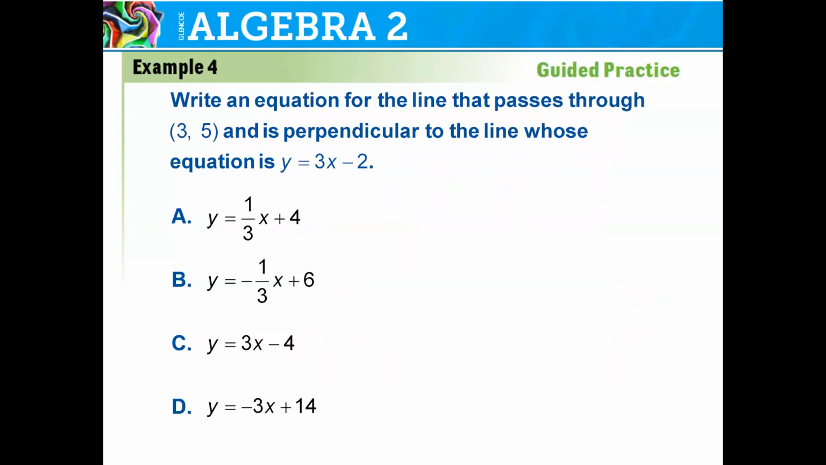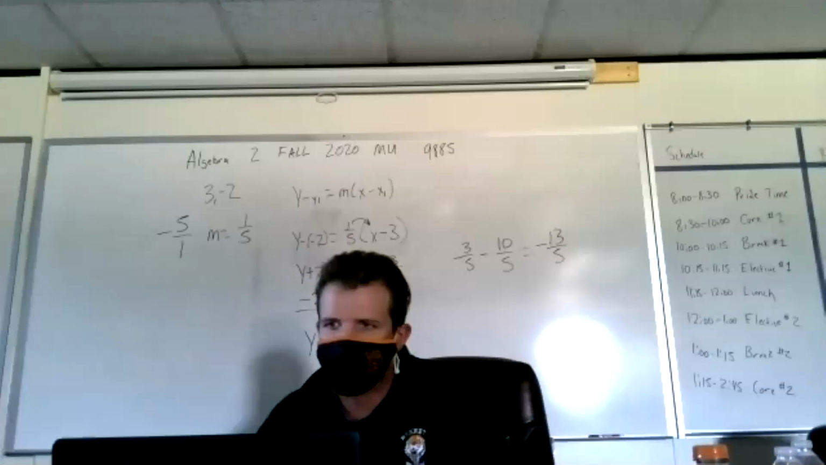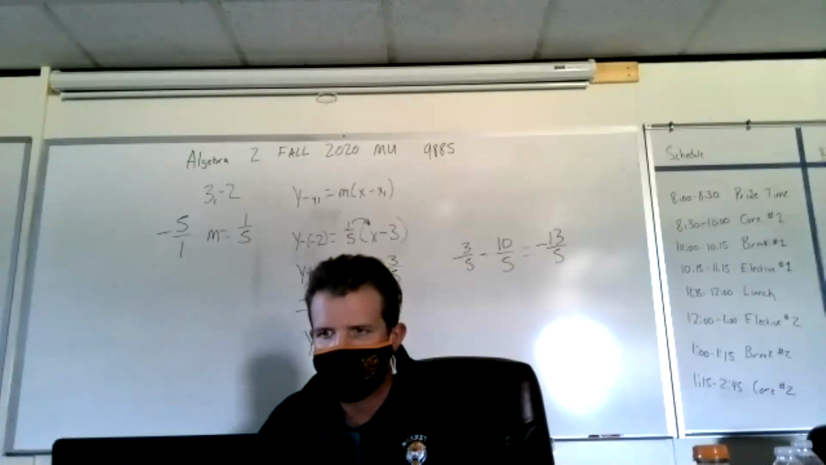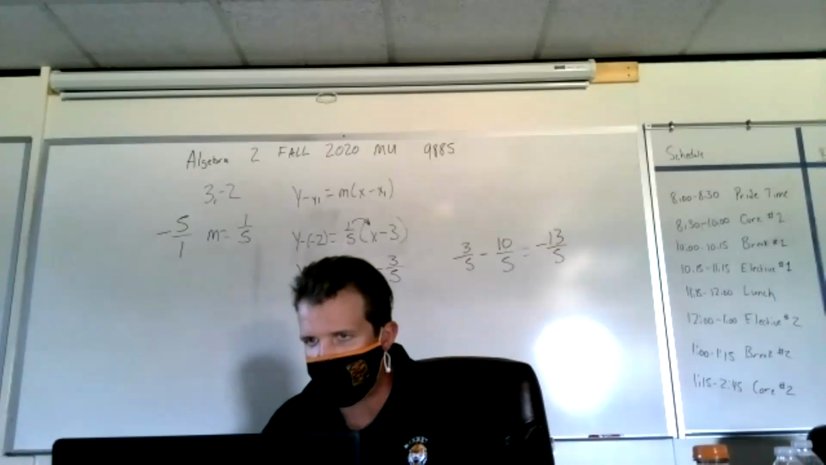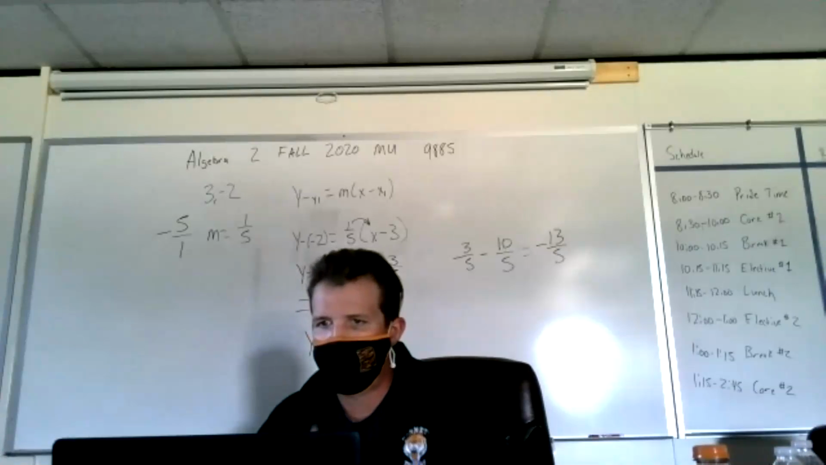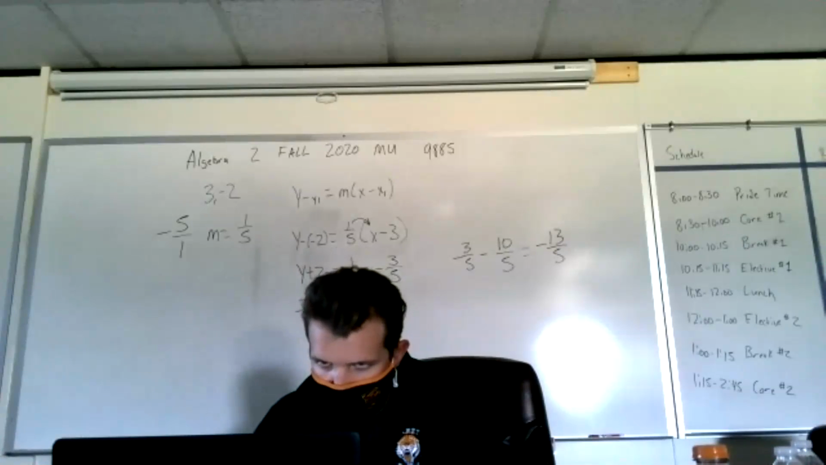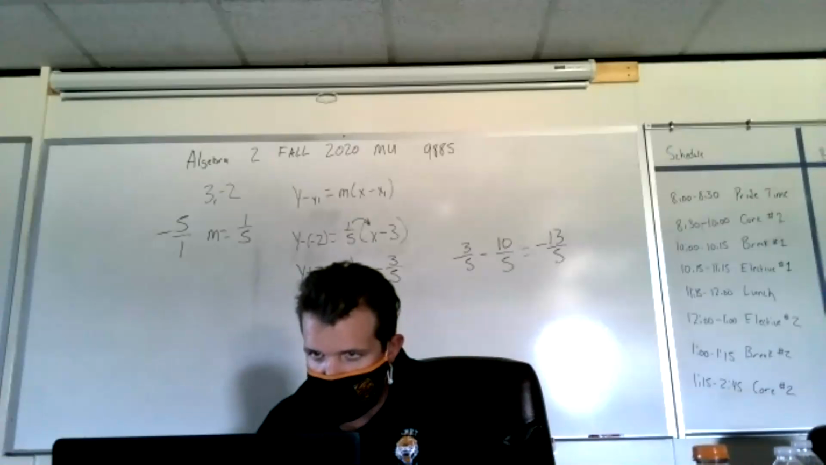Okay, parallel lines, perpendicular lines. It's not necessarily the most difficult thing in the world. It's just you need to know what the definitions are. Okay, a parallel line will always have the same slope. If two lines are parallel, they will have the same slope. If they are perpendicular, they will always have the opposite reciprocals.